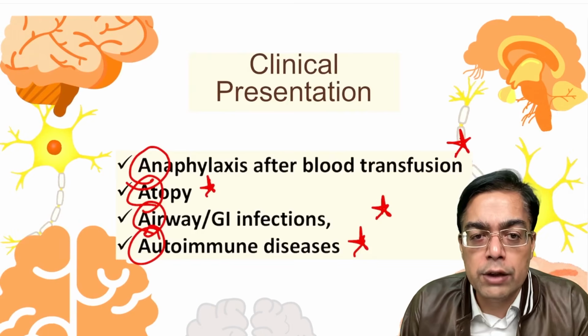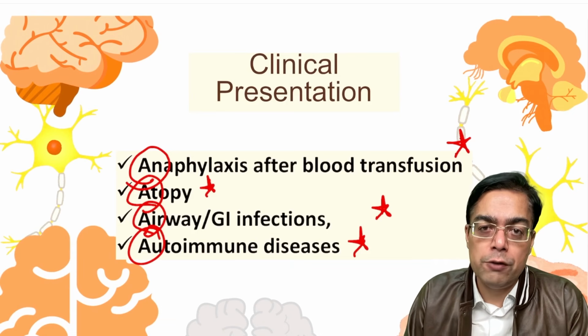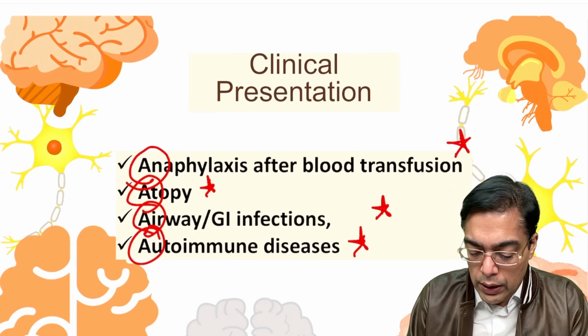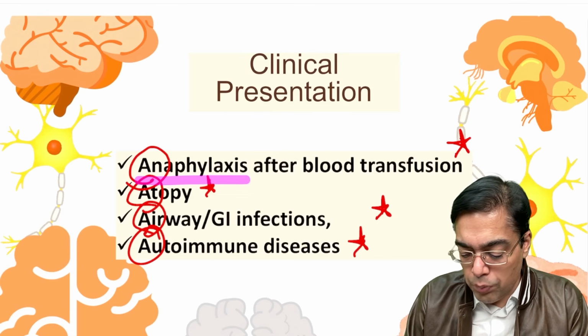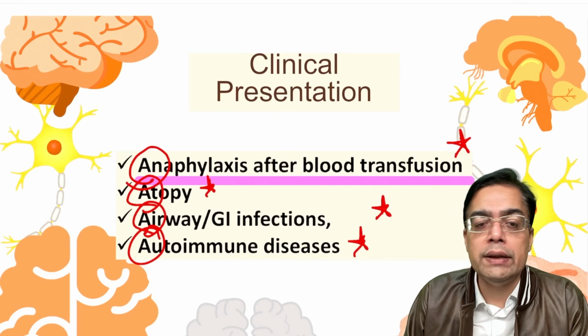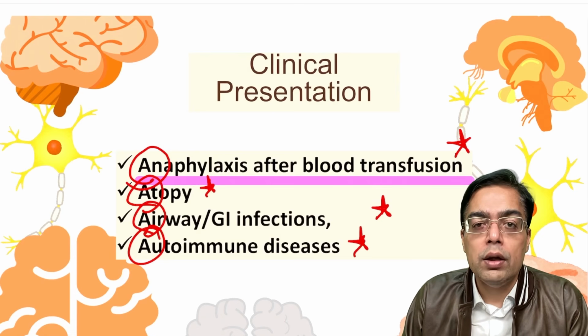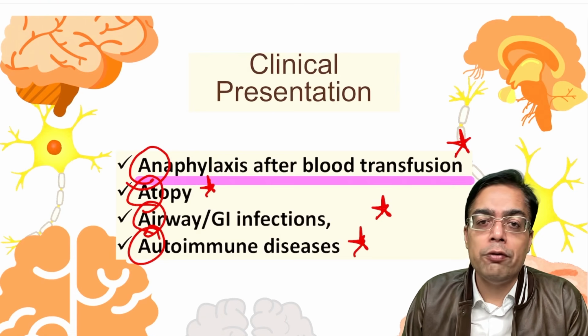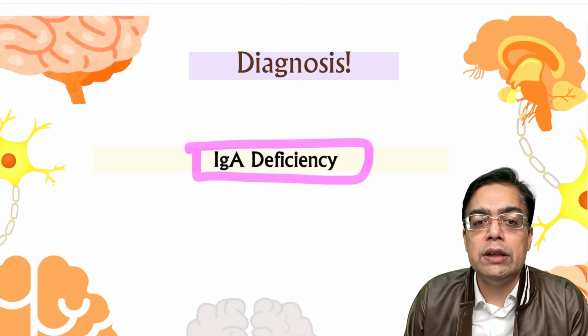Why do we talk about IgA deficiency? For the simple reason, it's the number one immunoglobulin deficiency which has been reported in humans, and in most of the individuals it is going to be asymptomatic. However, this important finding of high chances of atopy, high chances of infections, high chances of autoimmune disorders, and never ever to forget the important history of development of anaphylaxis after blood transfusion is a key hint in the exam that it is IgA deficiency.